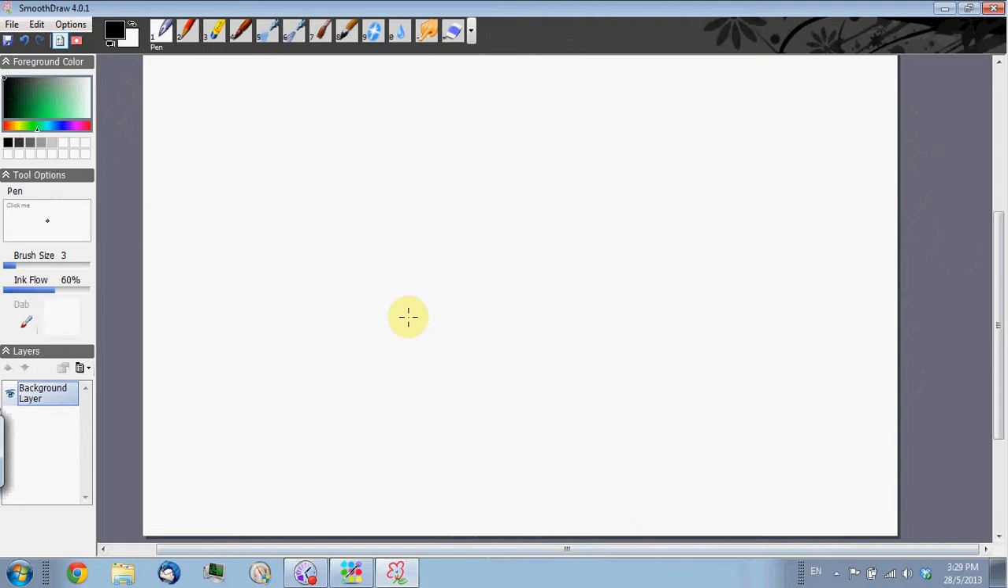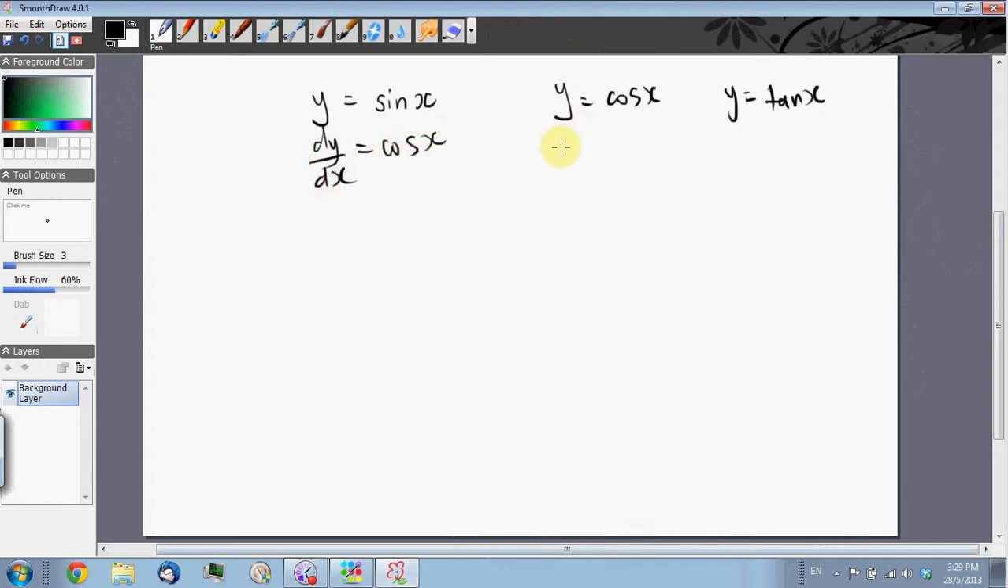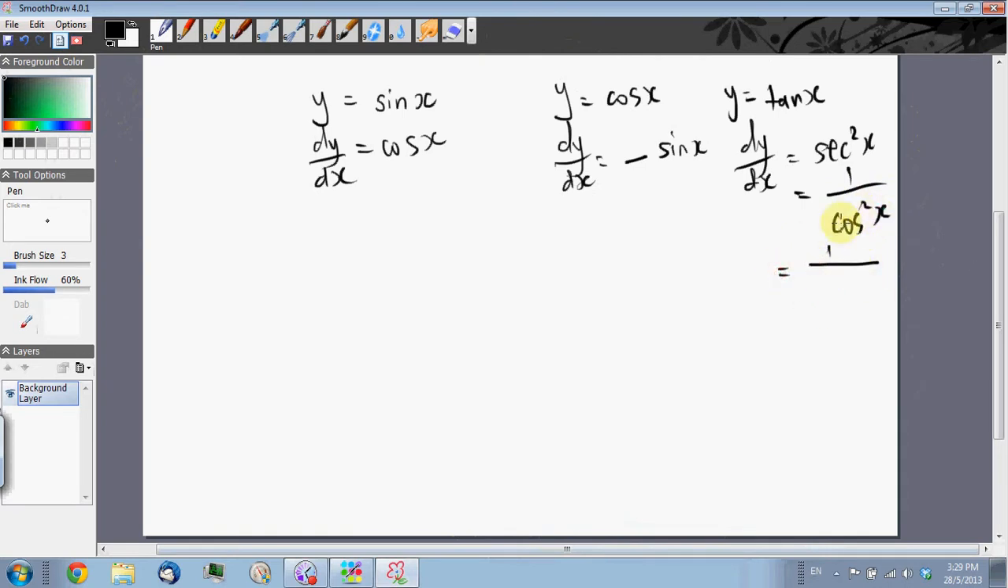We go on to trigonometric ones. But before that, we have to memorize three kinds of differentials. Sin x, when you differentiate it, is cosine x. Cosine x, differentiate it, is negative sine x. And tangent x becomes secant squared x after you differentiate it, which is 1 over cosine squared x. As a refresher, this means cosine x and the whole thing squared.